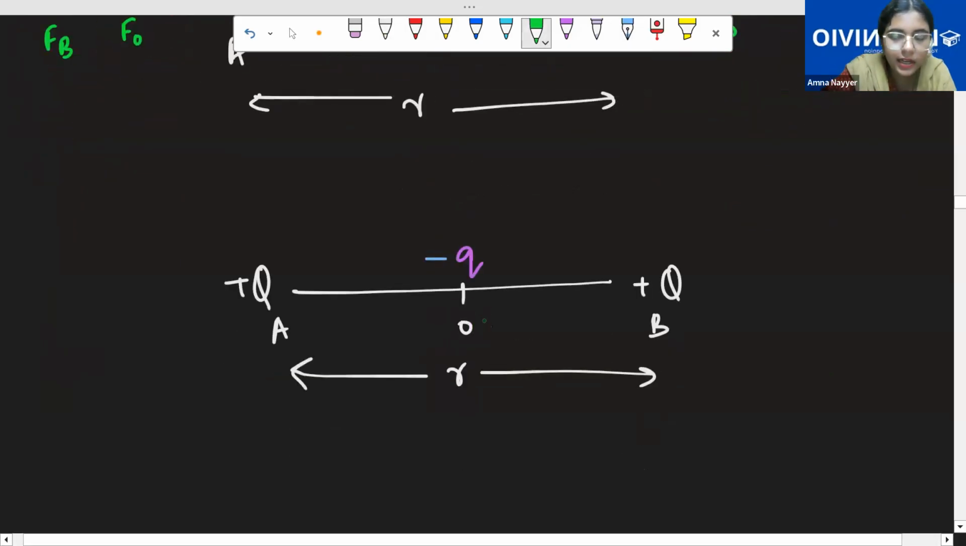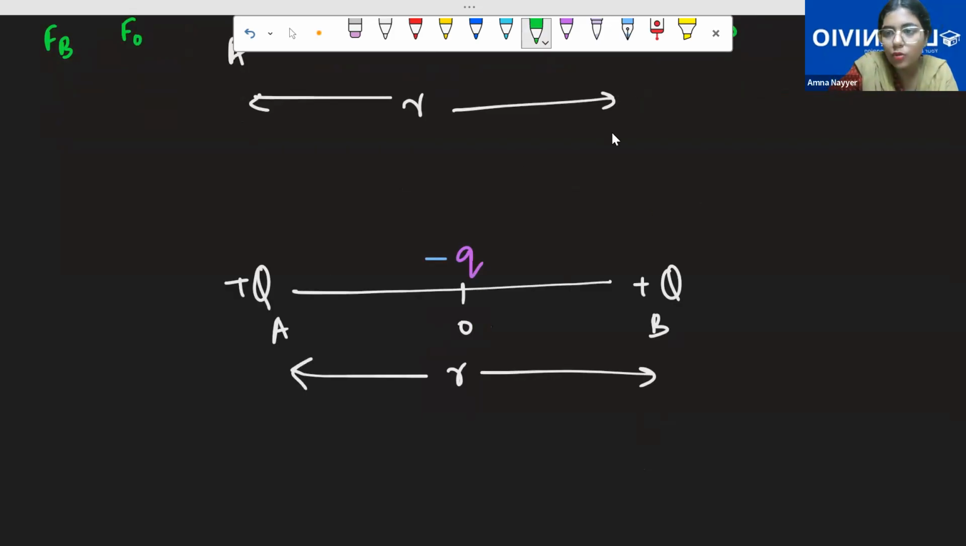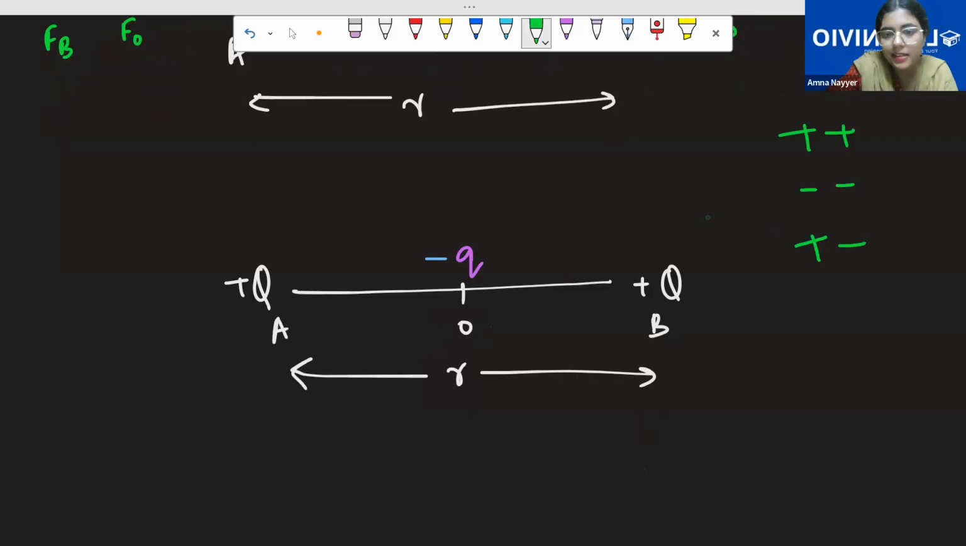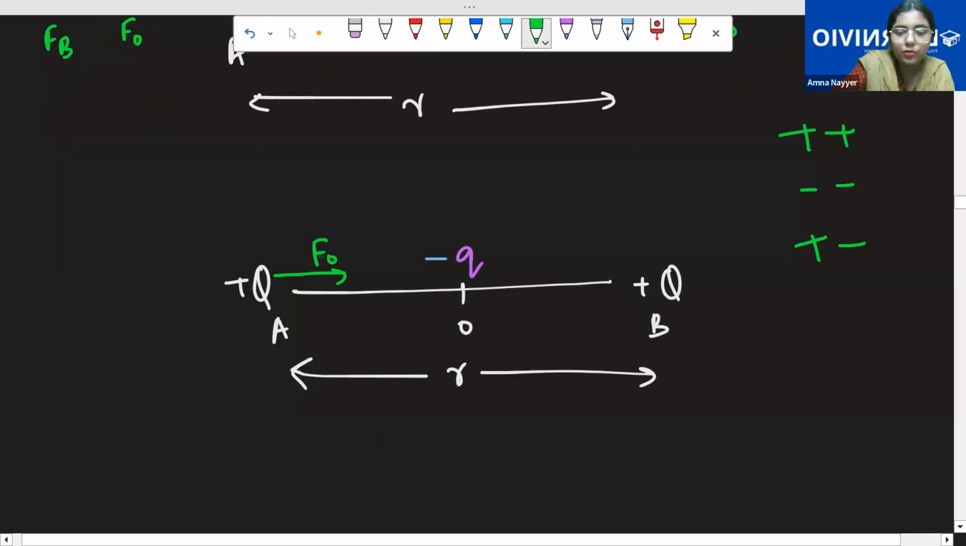Anisa, now you try at least. I hope you all know: positive will repel positive, negative will repel negative, and positive and negative will attract. This is the basic thing that you should be knowing. So plus Q is there. Anisa, due to O, will A move towards O or away from O? Towards. Very good, because that is negative. So this will be FO.